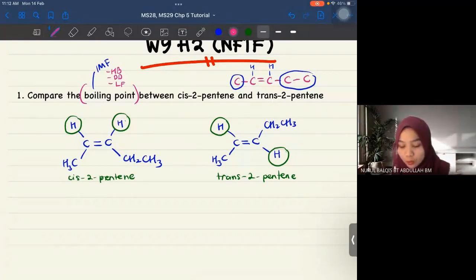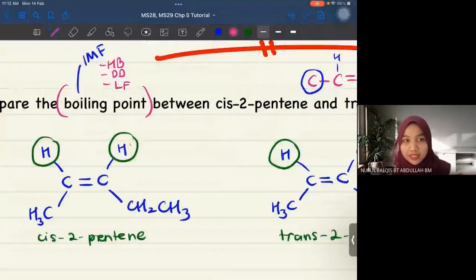For these 2-pentenes, whether cis or trans, do you think they are capable of forming hydrogen bonds between them? Are they capable of forming hydrogen bonds between cis and cis-2-pentene and even between trans-2-pentenes? No. So hydrogen bond is disqualified because they do not obey the criteria. They have no hydrogen attached to N, O or F, and the neighboring atom in the same molecule has no lone pair. So hydrogen bond is not possible. We are left with only dipole-dipole and London forces.